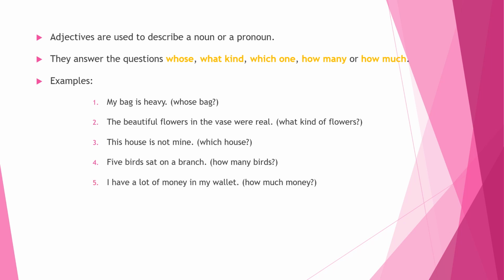Coming to the next example, I have a lot of money in my wallet. How much money do I have? A lot of. It is answering the question how much. So, a lot of is an adjective which is answering the question how much. Hope you all have understood what are adjectives through these examples.